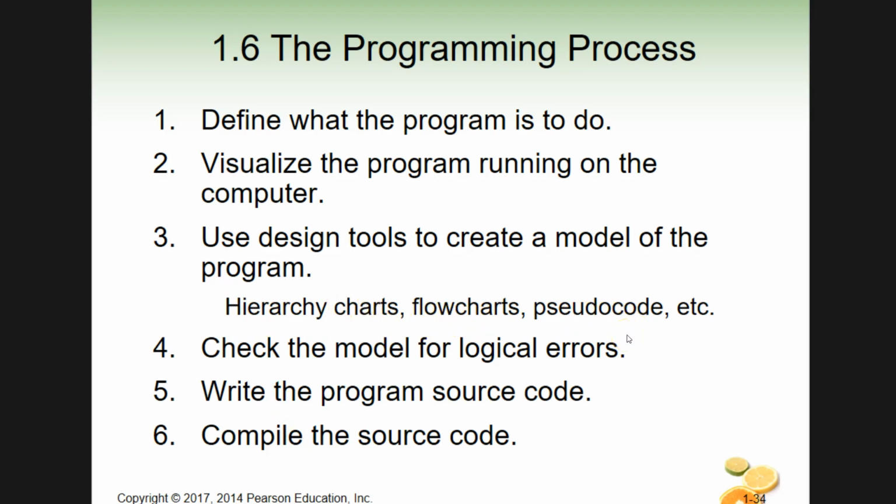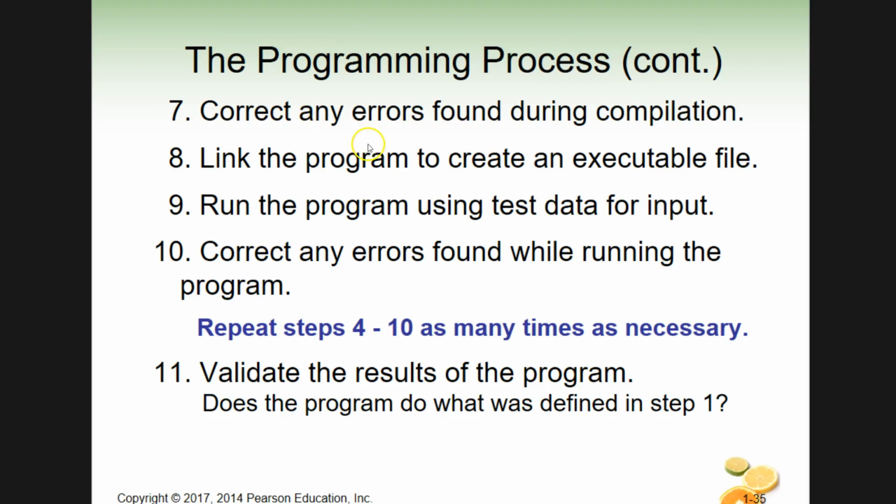If you took CIS2, then you would have seen flow charts, maybe some pseudocode. So you've got that piece in there. So you're looking for logic errors, writing it out, compiling it. Go to the next slide, correcting errors, linking it to an executable file. So running it, and again, correcting anything along the way. So repeating these steps as many times as you need to, and then validate. Does it do what it was supposed to do?